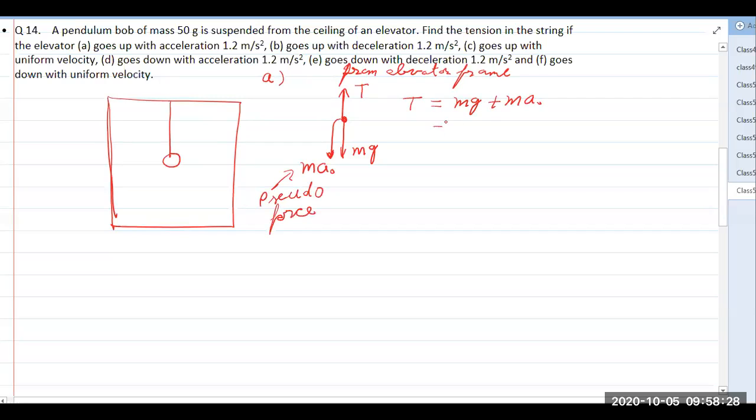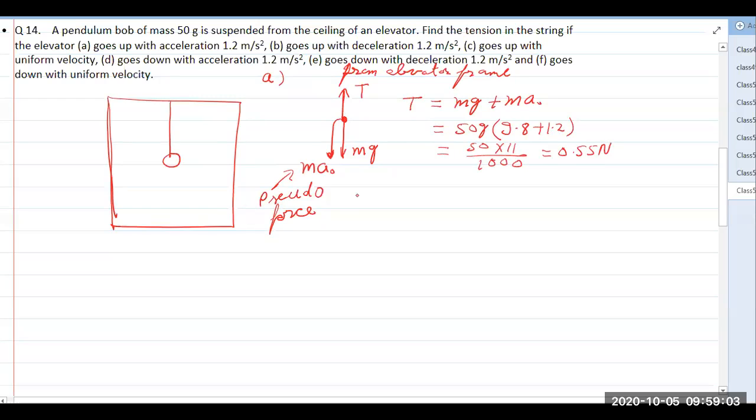So what will be tension? Tension will be m times g plus a. So m is 50 gram, and g is 9.8 plus 1.2. So it is 11 into 50 gram. It is in gram, so we have to write 50 into 11 by 1000. So it will be 0.55 Newton.